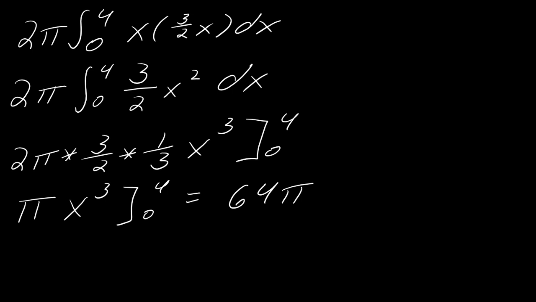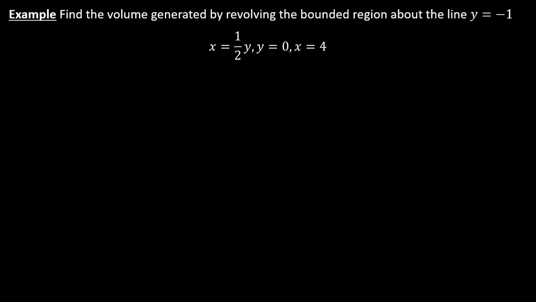So now we are going to slightly change this up. We're going to find the volume generated by revolving the region about y equals -1. So now we're just going to throw it straight into something that's a little different.